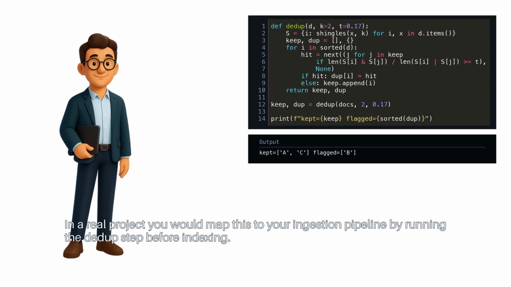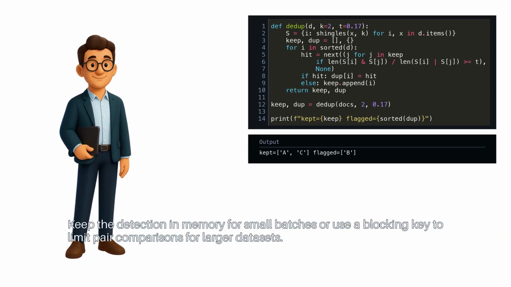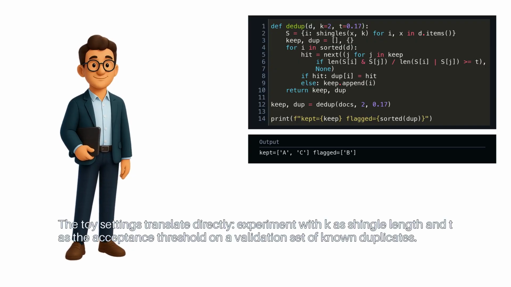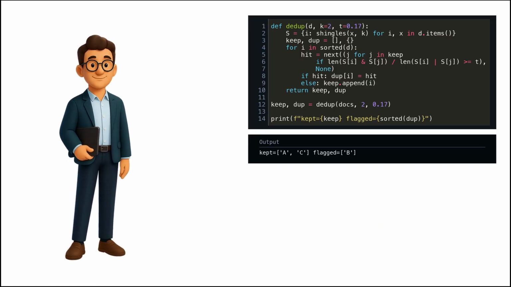In a real project, you would map this to your ingestion pipeline by running the dedup step before indexing. Keep the detection in memory for small batches, or use a blocking key to limit pair comparisons for larger datasets. The toy settings translate directly. Experiment with k as shingle length and T as the acceptance threshold on a validation set of known duplicates.